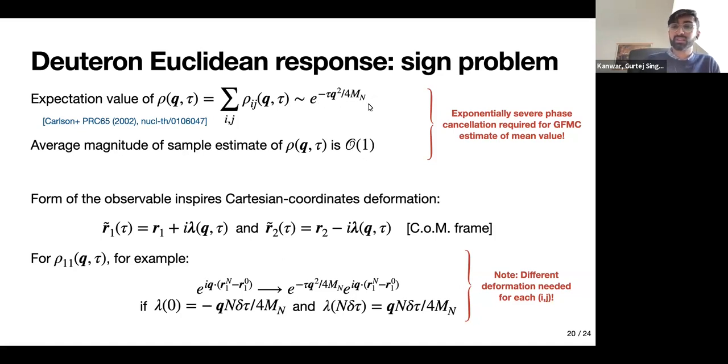At large tau, we would need exponentially severe phase cancellation to get this small expectation value out of samples that have order 1 magnitudes. But also the structure of that exponential factor suggested a deformation in this case as well, in particular the Cartesian coordinates deformation. So if we're looking, again, I'm focusing on the deuterons, there's only two nucleon coordinates to worry about. And if we work in the center of mass frame, we're forced to have an opposite deformation for R1 and R2.